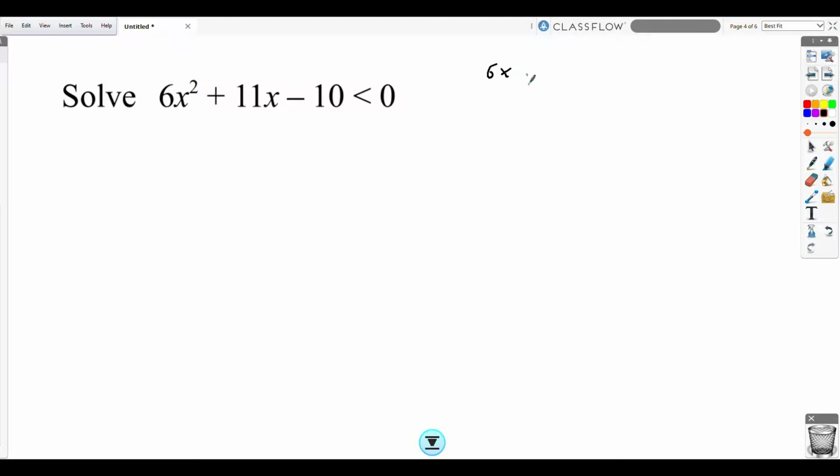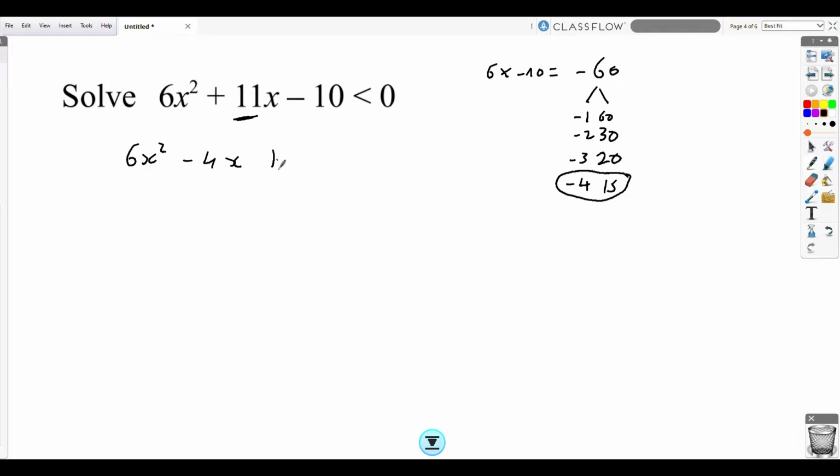6 times minus 10 is equal to minus 60. So we're finding the factors of minus 60. That will give me 11. We've got minus 1 and 60, minus 2 and 30, minus 3 and 20, minus 4 and 15. This one works here. So we're going to rewrite this as 6x squared minus 4x plus 15x minus 10 is less than 0. So we always split it so we can factorize each half.